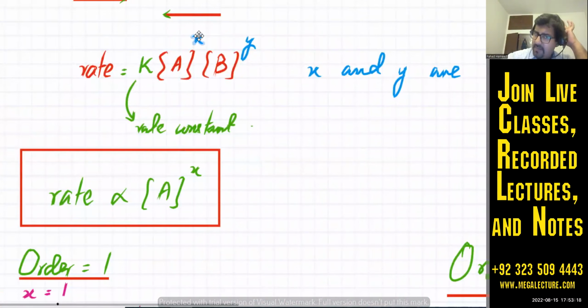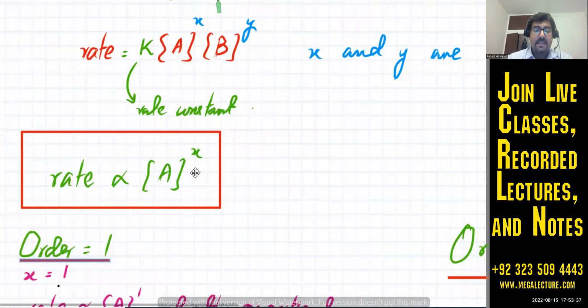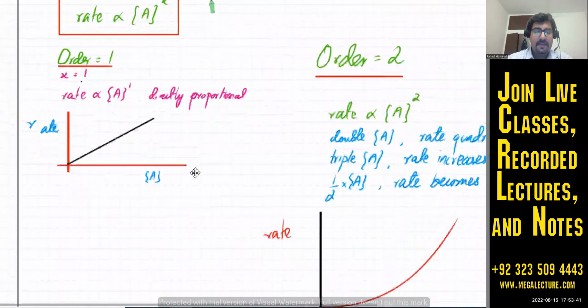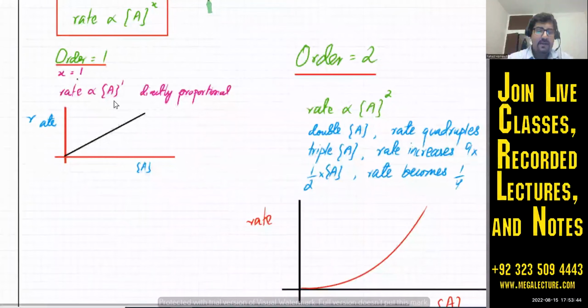Coming back to this, you had power x and power y. For every reactant concentration, the rate will depend on it, and it will have a certain power with it. This power is the order of reaction. So rate depends on the concentration of A, and the power is the order of reaction. This order could be 1. Order 1 means that the rate and the concentration of the reactant are directly proportional. You increase the concentration, the rate will proportionally increase.